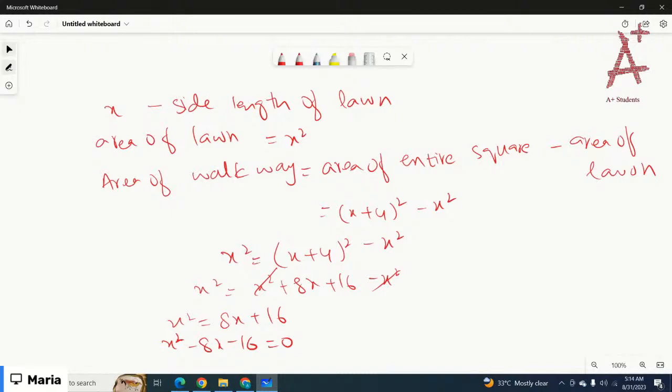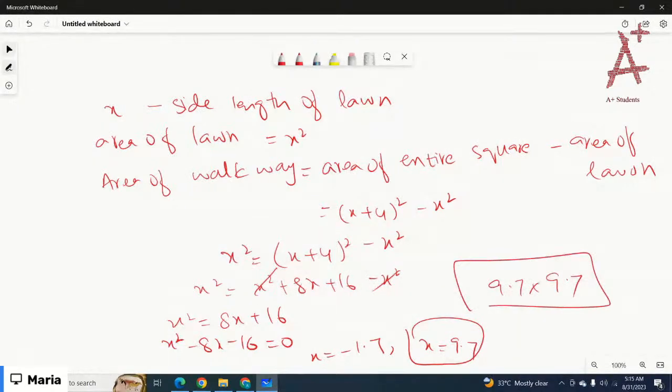Let me just check the roots of the equation. So the two roots of the equation are x equals negative 1.7 and x equals 9.7, right? So the length of the lawn must be positive. So that means x equals 9.7, right? Because that is a square, the dimensions of the lawn are 9.7 times 9.7, right?